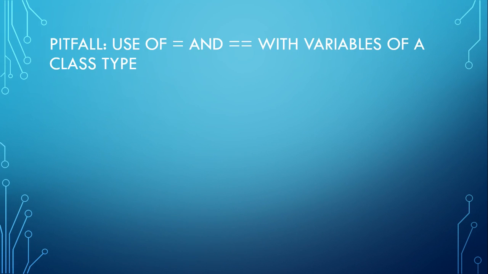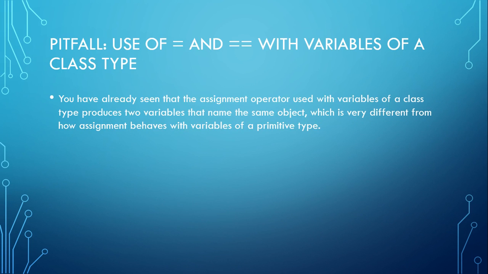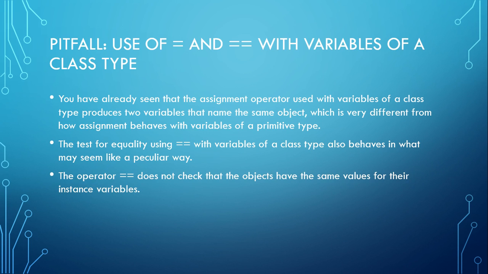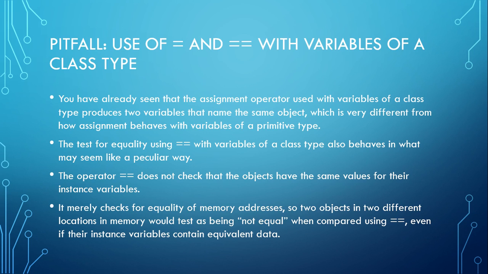A quick pitfall to note: use of equals and == with variables of a class type. You've already seen that the assignment operator used with variables of a class type produces two variables that name the same object, which is very different from how assignment behaves with variables of primitive type. Testing for equality using == with variables of a class type also behaves in what may seem like a particular way. The == operator does not check that the objects have the same values for their instance variables. It merely checks for equality of the memory addresses.